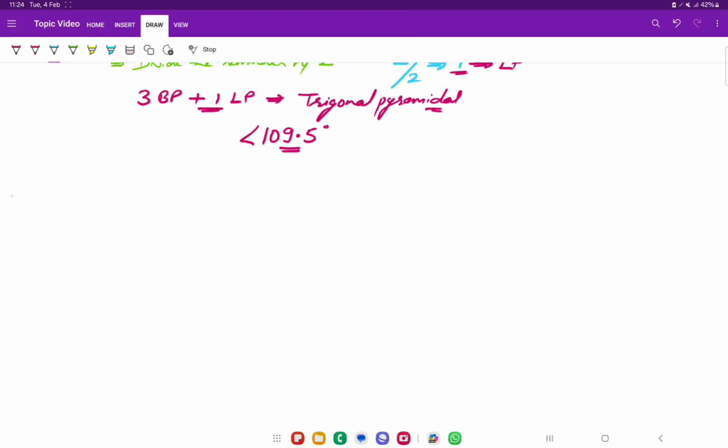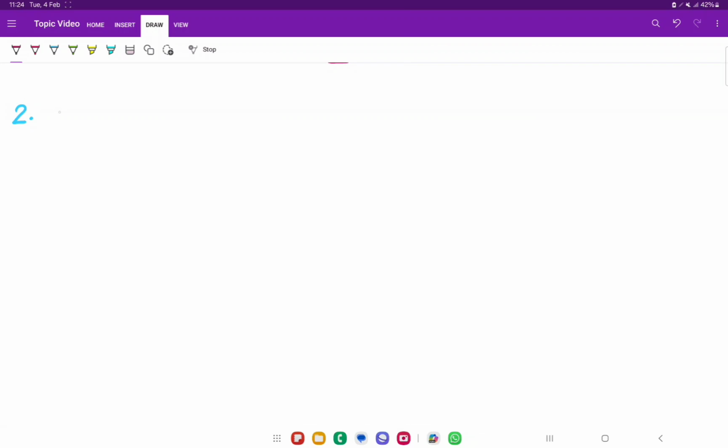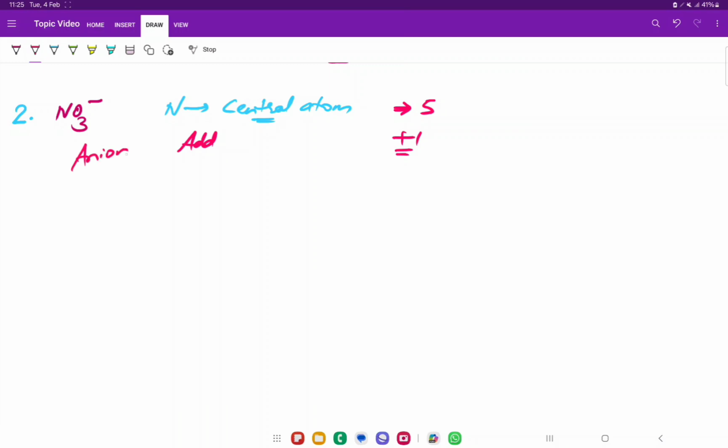Okay, now the next example of a molecule is NO3 minus. First I will identify the central atom. As per the rules, the central atom is nitrogen. Valence electrons on the central atom equals 5. Since a negative charge is there, it has 1 negative charge, so add 1 to this. Whenever we have an anion, you have to add the charge. I will get a total of 6.